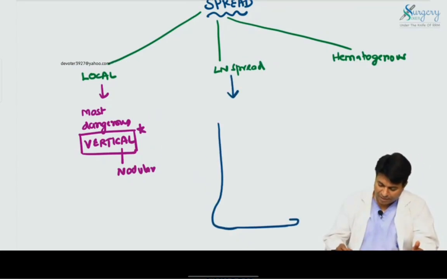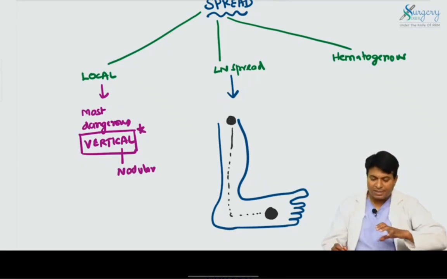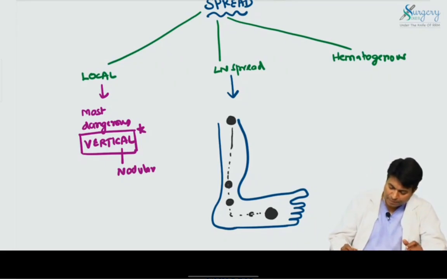And lymph node spread: they spread through the lymphatics. For example, if a patient has a mole at this place in the leg, they spread along the lymphatics like this. They go to the inguinal nodes. The node deposits will be black in color. As they go along these lymphatics, we can see nodules all along the way.